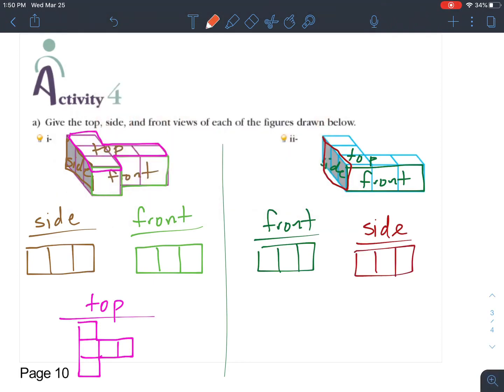And then lastly, the top looks kind of like an L shape. And let's see, we got 1, 2, there we go. And that's it.